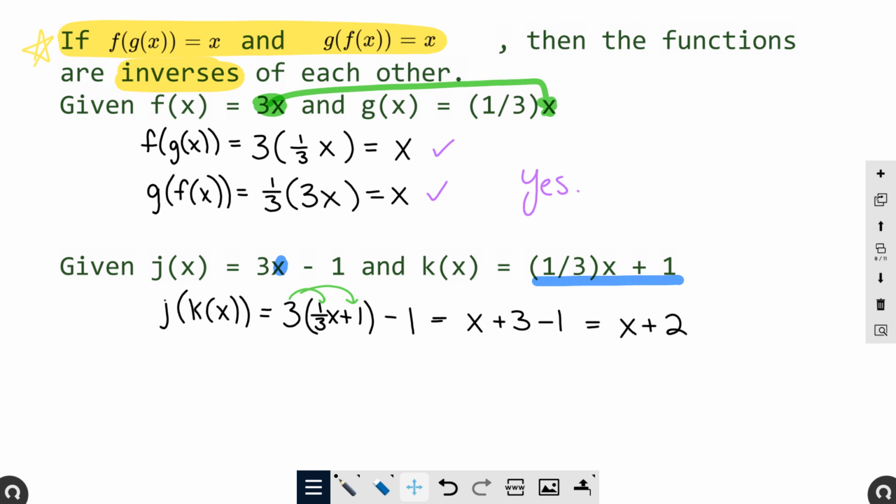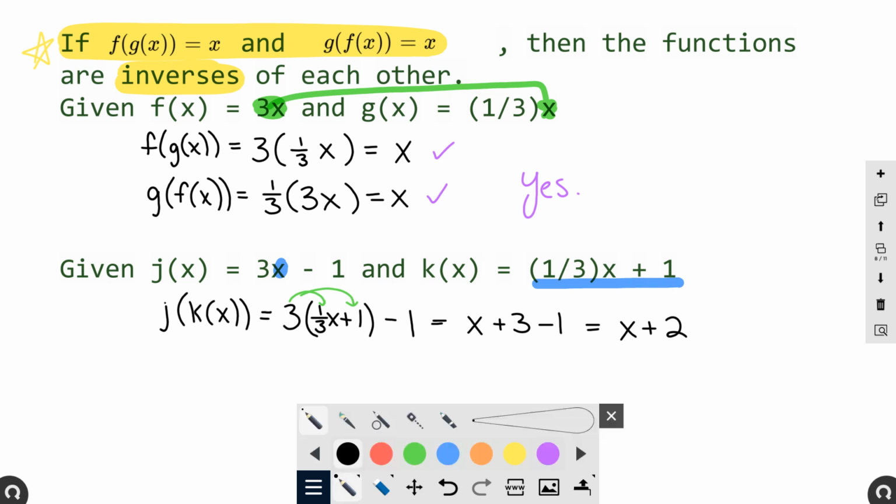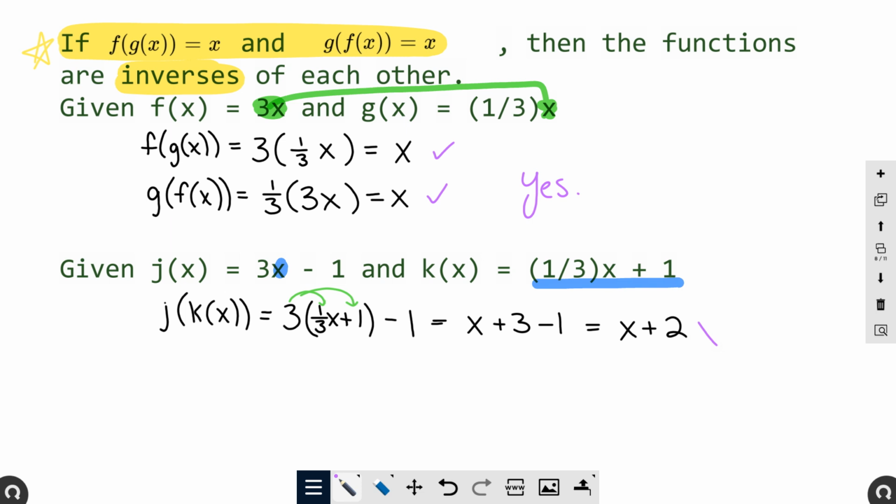Up here it says f of g of x should just equal x. So if you plug one function into the other, we should just get out x. Did I just get out x by itself? No. So are they inverses of each other? No. You don't even have to check the other one. You can just stop right here because that doesn't work, and you can say no.